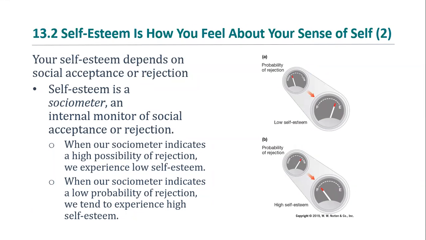We as individuals, as human beings, we all have what we call a self esteem sociometer. It's an internal monitor of social acceptance or social rejection. If we are in a situation where we perceive that we're probably going to be rejected from the group or from those around us, we're probably going to have a lower sense of self esteem. That being said, if we are in an environment where we feel that our probability of rejection is going to be low, we are more likely to have a high self esteem.